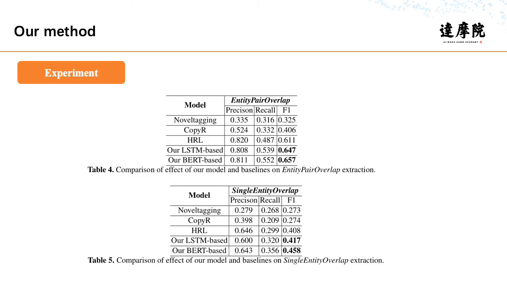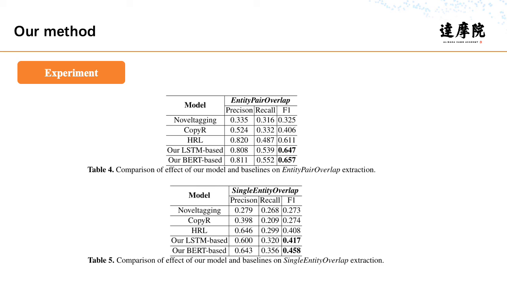In our experiment, we divide overlapping triple into two classes, entity pair overlap and single entity overlap. Entity pair overlap refers to a pair of entities having multiple relations. Single entity overlap means multiple triples share a single entity. As shown in the two tables, our model performs better in extracting overlapping multiple relations in both entity pair overlap class and the single entity overlap class. Again, after the introduction of BERT, the performance has been further improved.